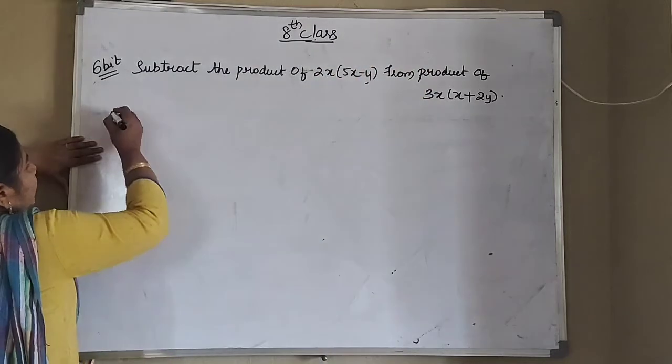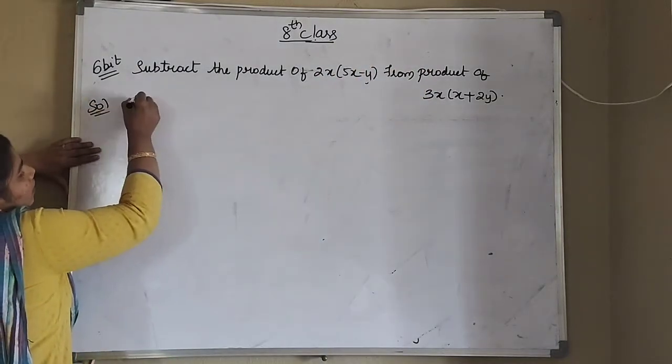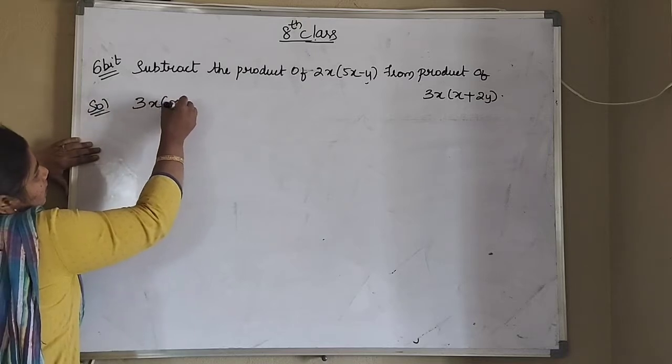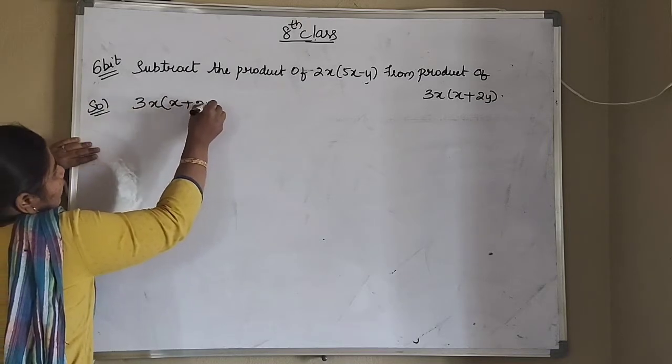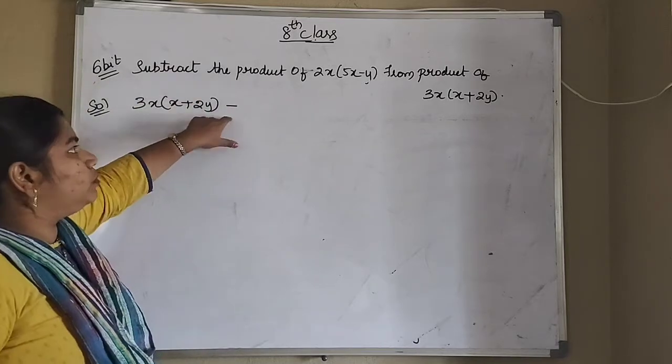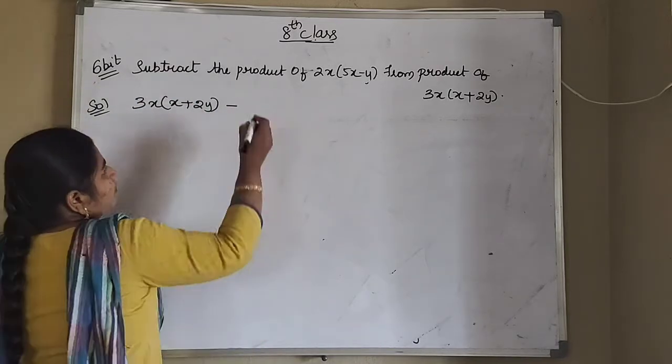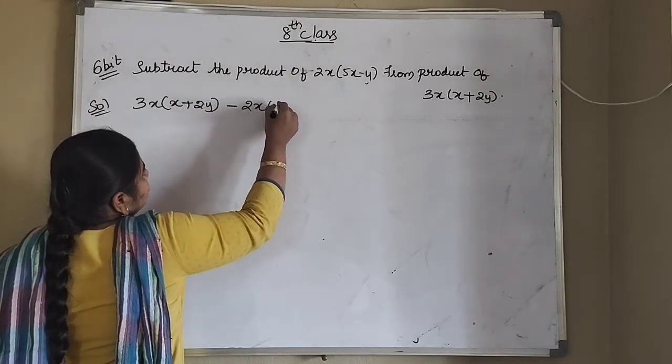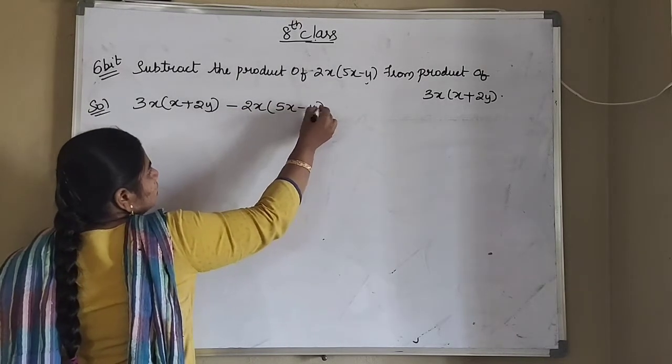So how to write that? Now, 3x into x plus 2y minus. Why are we doing minus here? Because they told us to do subtraction. So minus 2x into 5x minus y.